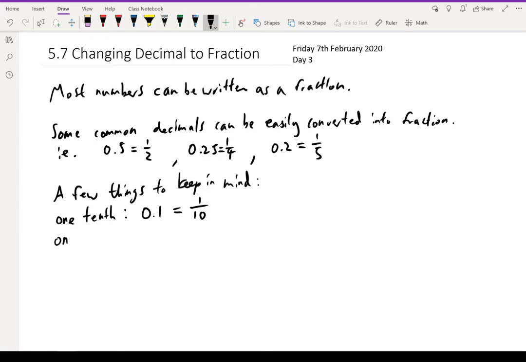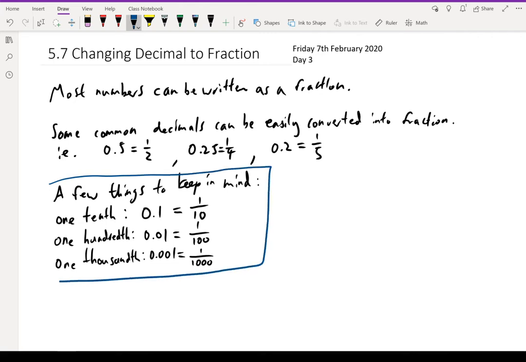And then we also have 1/100th. That is 0.01. It can be written as 1 over 100. And then lastly, 1/1,000 is 0.001, and that can be written as 1 over 1,000. So these are just a few things to keep in mind. Remember this because when it comes to converting decimals, it may be rather useful.